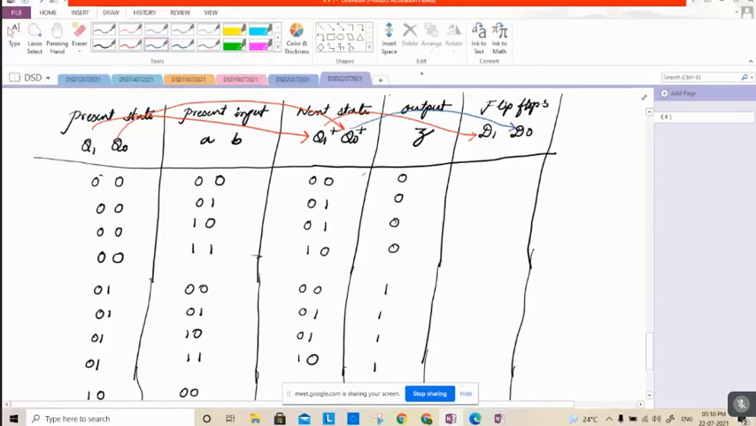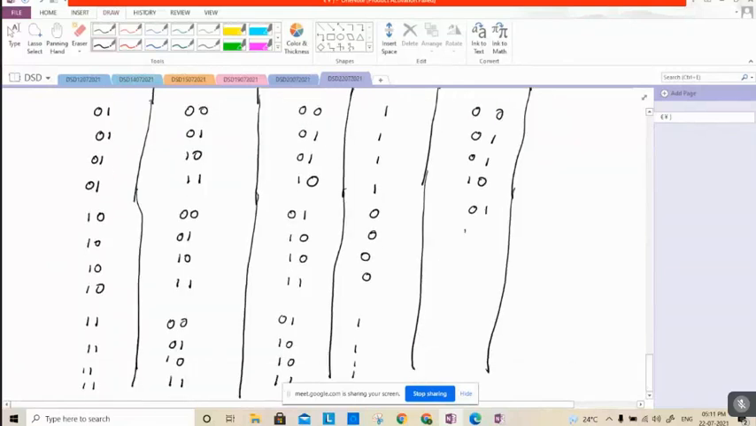So this is 0, 0, 0, 1, 0, 1 and 1, 0. Here also this is 0, 0, 0, 1, 0, 1, 1, 0. This is 0, 1, 1, 0, 1, 0 and 1, 1. This will be 0, 1, 1, 0, 1, 0 and 1, 1.